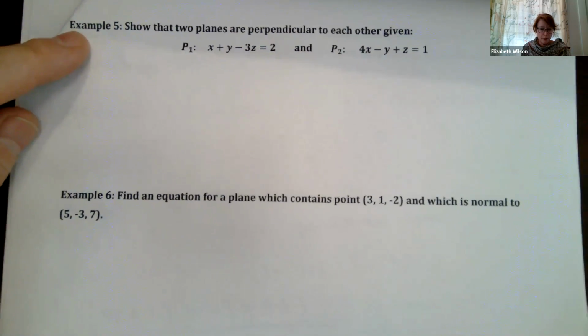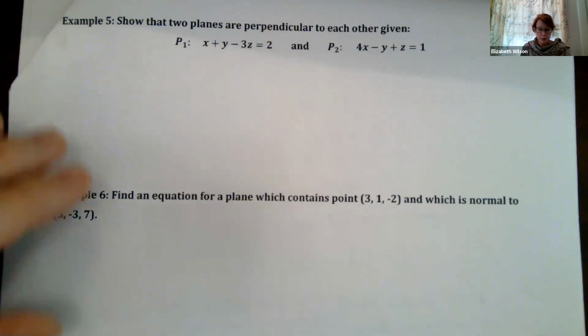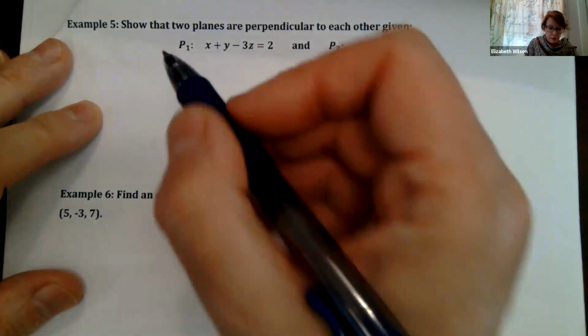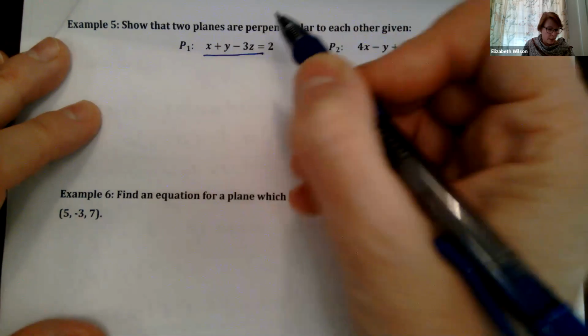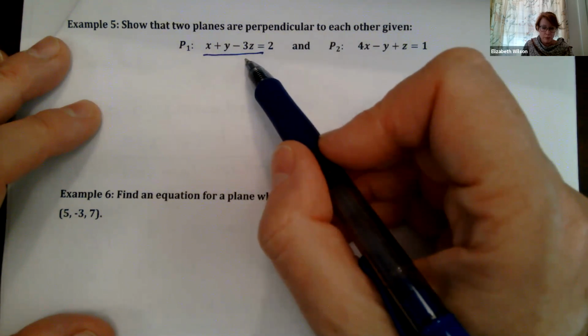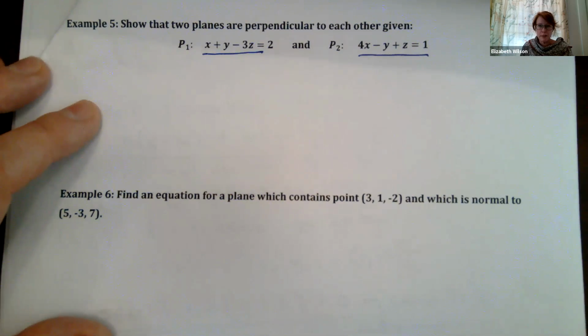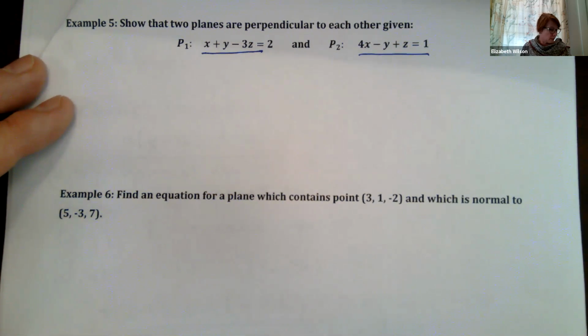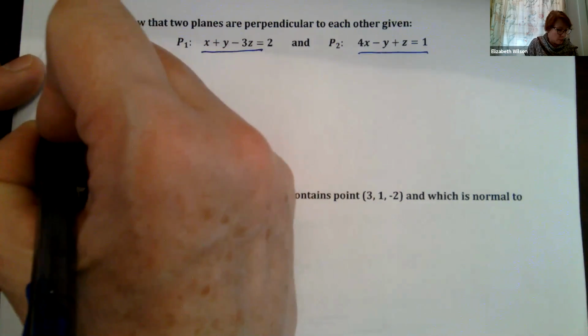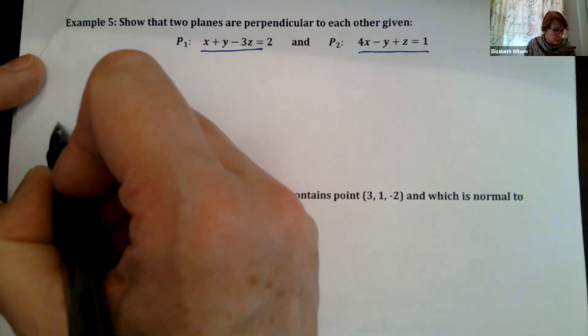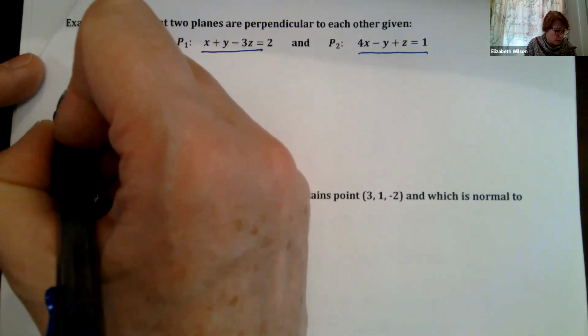All right, example 5. Show that the two planes are perpendicular to each other. So given, we've got P1: x plus y minus 3z equals 2, and P2: 4x minus y plus z equals 1. Okay, good. So the two planes are perpendicular. I'm going to come up with a rough sketch. What does that mean if my two planes are perpendicular?